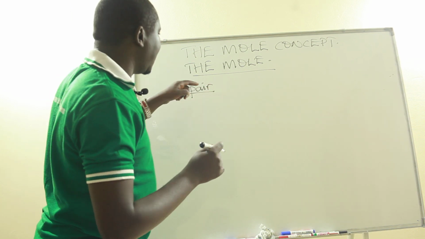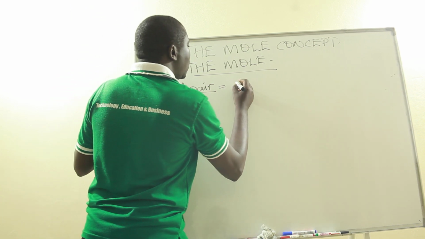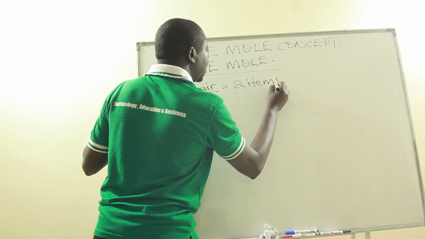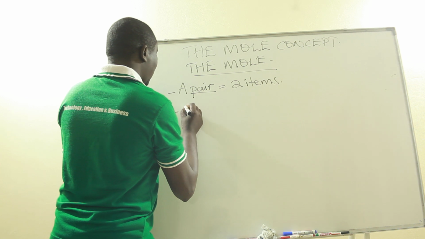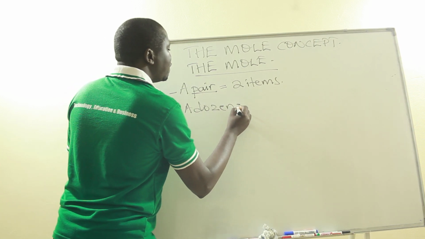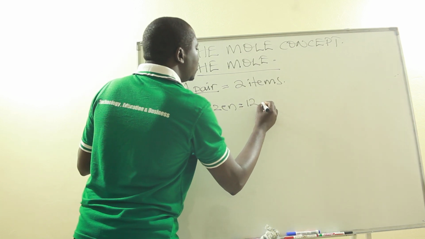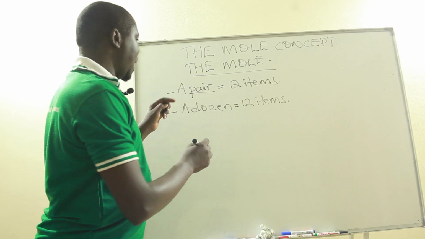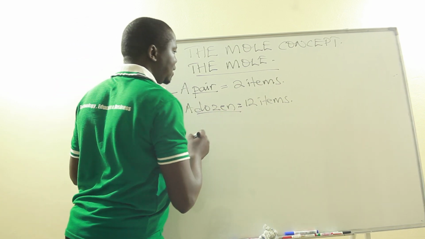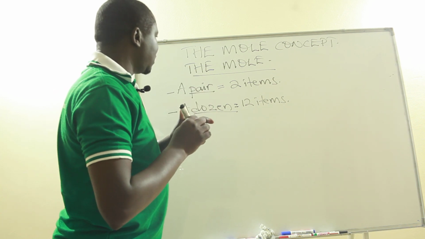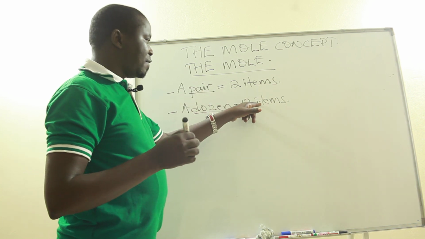So in a pair, we have got two items. We have what we call a dozen. When I talk of a dozen, I refer to 12 items. A pair, a dozen. So these are units of quantities. A pair has 2 items, a dozen has 12 items.